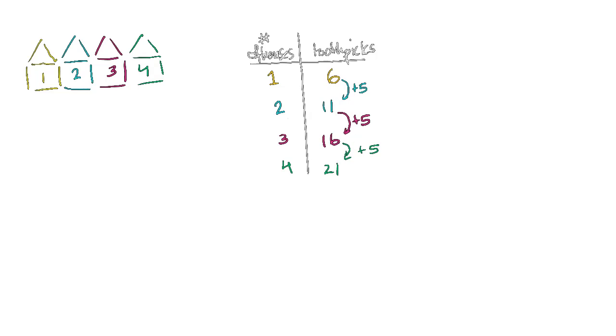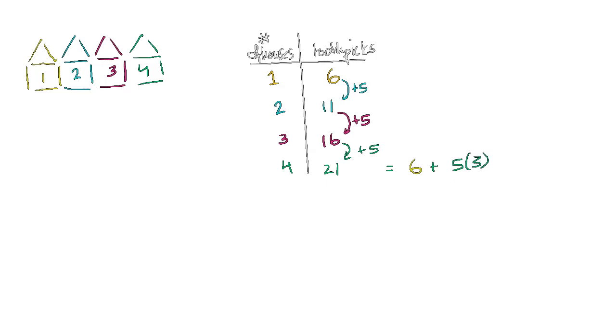So when you add the second house, you add 5 once. The third house, you start with 6 and you add 5 twice. The fourth house, you start with 6 and you add 5 3 times. So let's actually write that down. So 21 is equal to, you start with this 6 here, you start with 6, and then you add 5 3 times, plus 5 times 3.